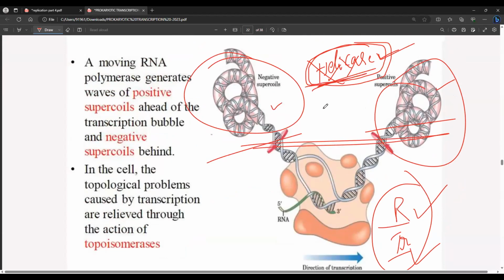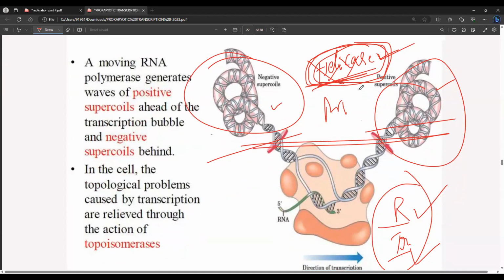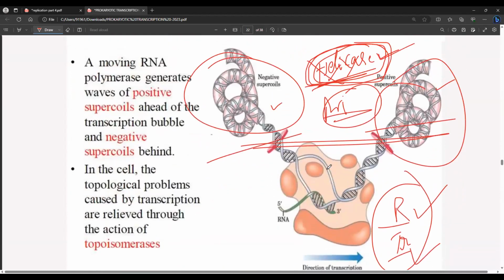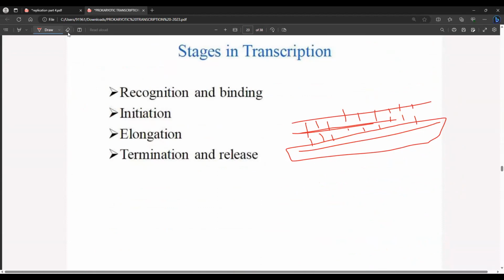I can't say that helicase is involved. Why? Because RNA polymerase itself has helicase activity. I can't say that primase is involved. Actually, in transcription there is no requirement of primase, because RNA polymerase enzyme itself has primase activity. So the only common enzyme in replication and transcription is topoisomerase. Don't get confused with that particular point.